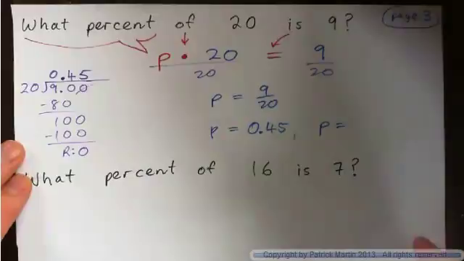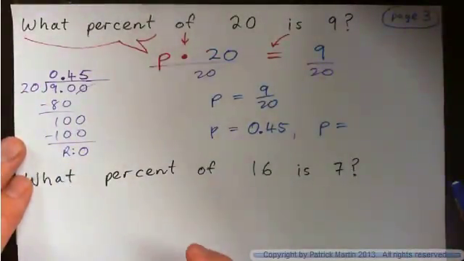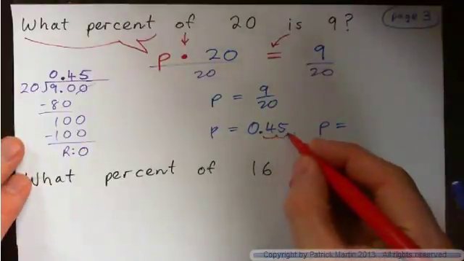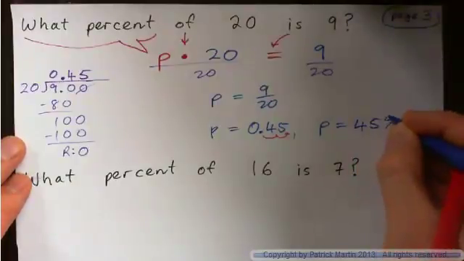And now, of course, the answer has to be in percent form. So you've got to turn that decimal into a percent. So move the decimal point 2 spaces to the right, and we get 45%.